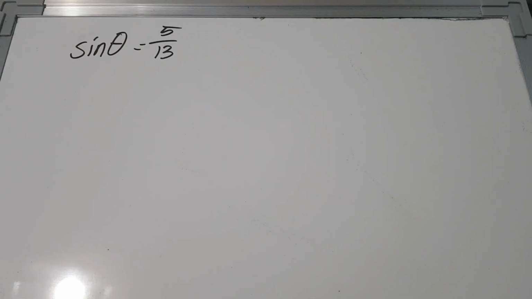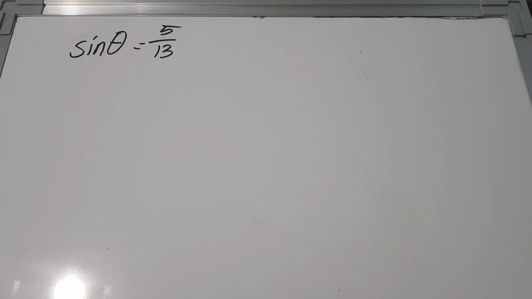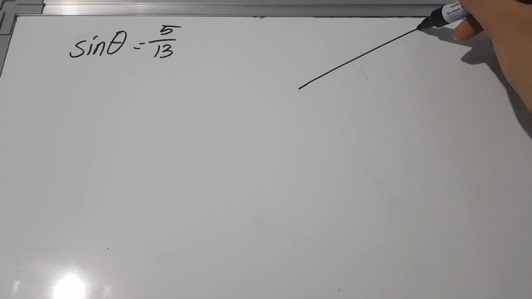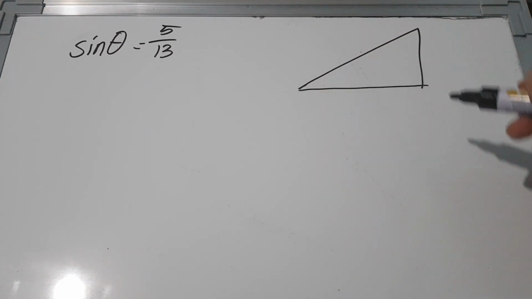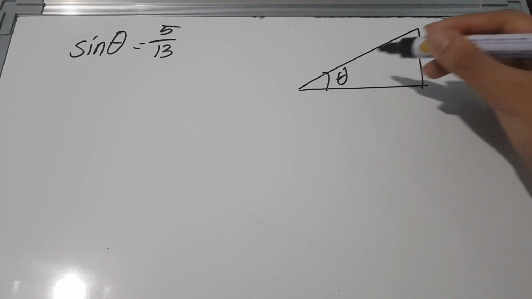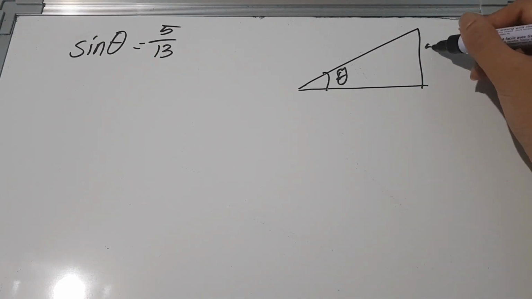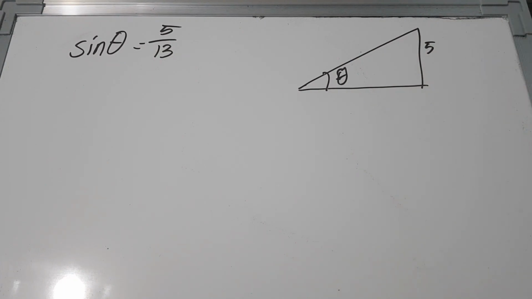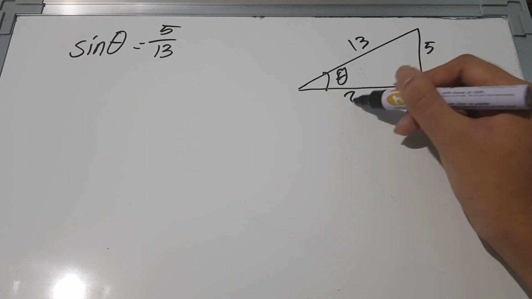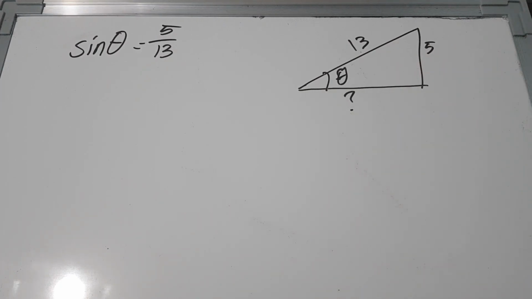Consider this example. Sine theta equals 5 over 13. Find the values of the other circular functions. We can start off by making a right triangle to represent our angle. Now we know that sine is equivalent to opposite over hypotenuse, meaning 5 is our opposite side of the angle and 13 will be our hypotenuse, or our radius. The missing side is the adjacent side.